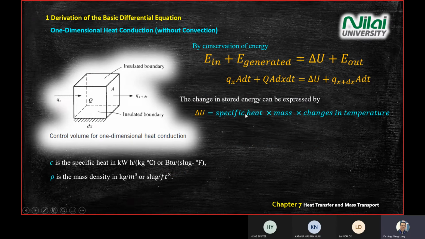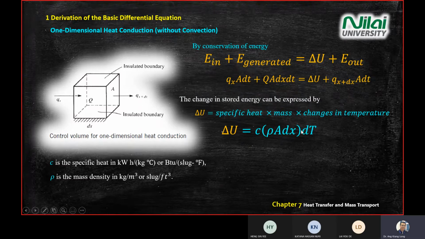Delta U equals specific heat times mass times change of temperature, where you get this equation. C is the specific heat, which is usually given in a question. Rho, you need to refer to a table, depending on the material. A is usually given as the dimension of the subject. Dx is the distance traveled between two locations. And dT is the change of temperature between two surfaces.